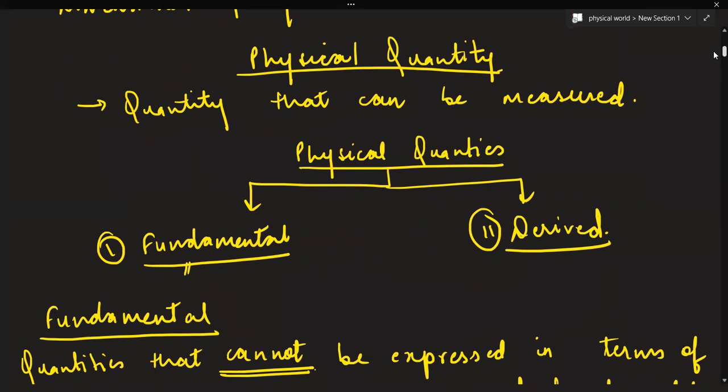So 15 centimeters is the length of this pen. It means we are able to measure length. Length can be measured, that means length is your physical quantity. If you are able to measure any quantity, then you call it a physical quantity. Now, physical quantities are also classified into two categories. One is the fundamental category, and one is the derived category.